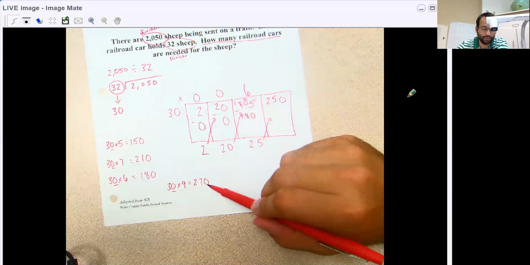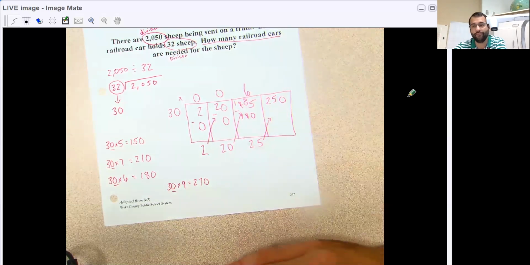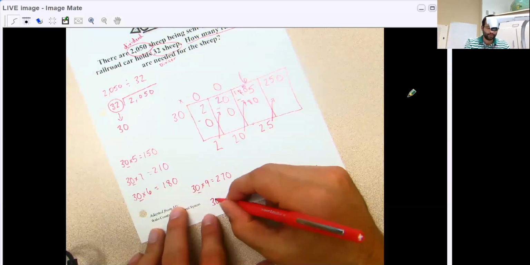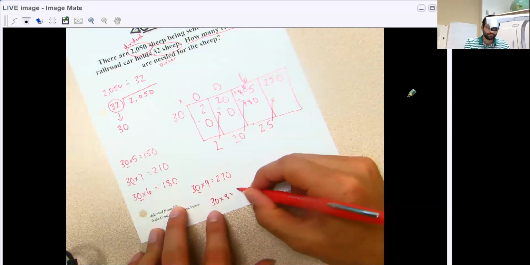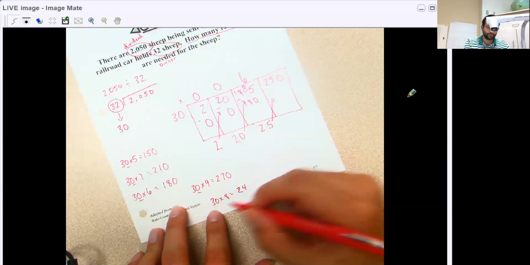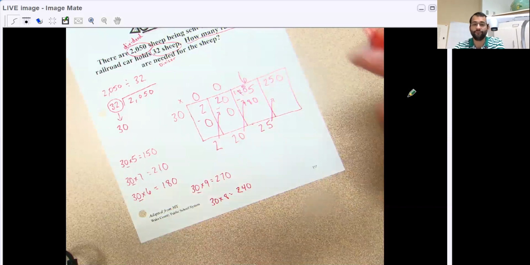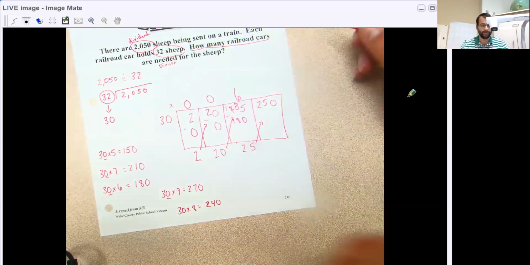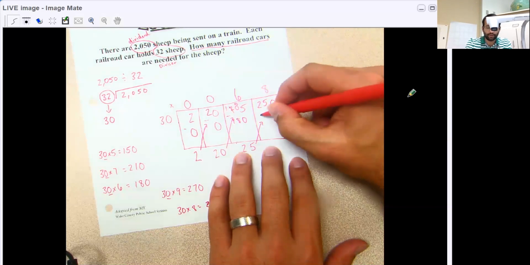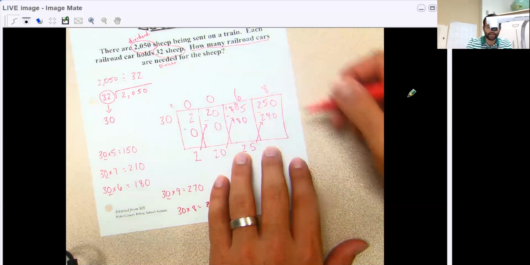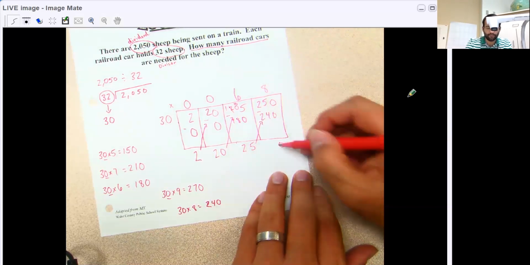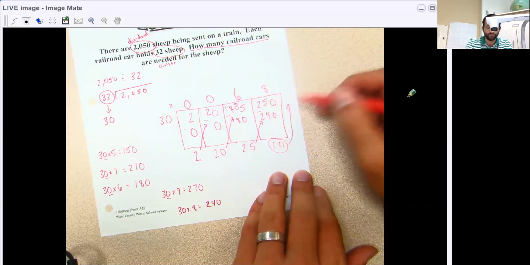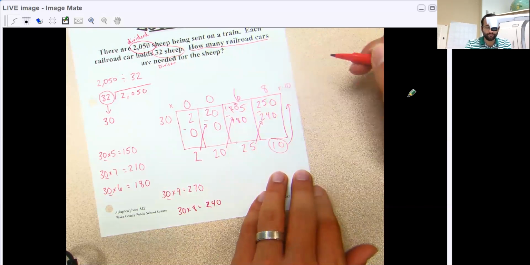Why does 270 not work? Well, for one, it's over. It goes over the number, so it doesn't work. So let's try the one below it. Let's try 8. 24, add a 0, 240. Well, that one's close, and that's under, so that's going to be my winner. So I'm going to put my 8 here and my 240 here. Subtract: 0 minus 0, 5 minus 4, 2 minus 2, 10 left over. So my remainder is going to be 10.